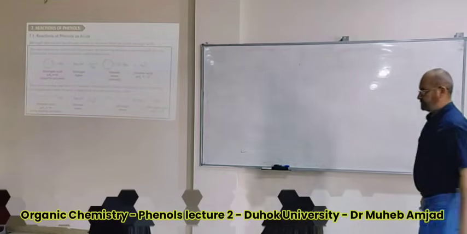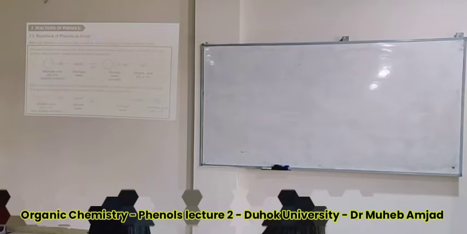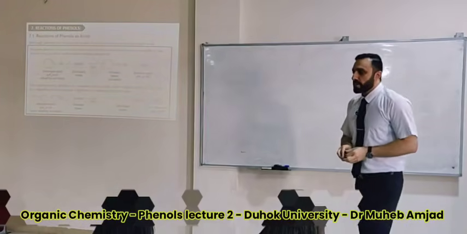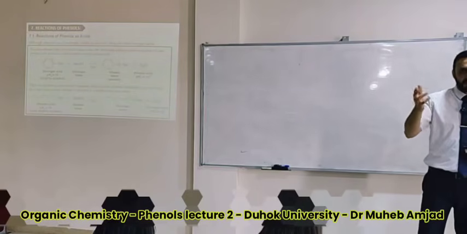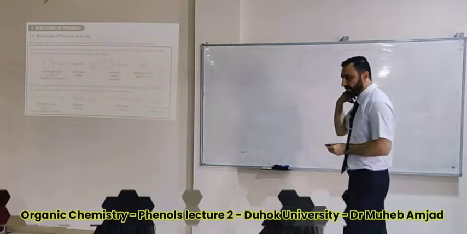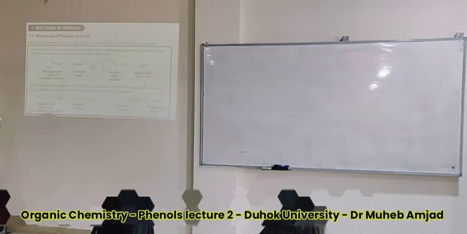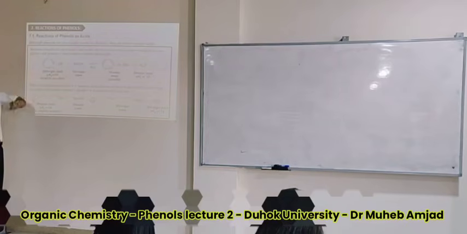So we start with the reaction of phenol as acid. Look, it says as acid, okay? Phenol as acid. So why can phenol react or work as an acid? What do you think? Why? Because it has a proton, a hydrogen bonded to the oxygen.